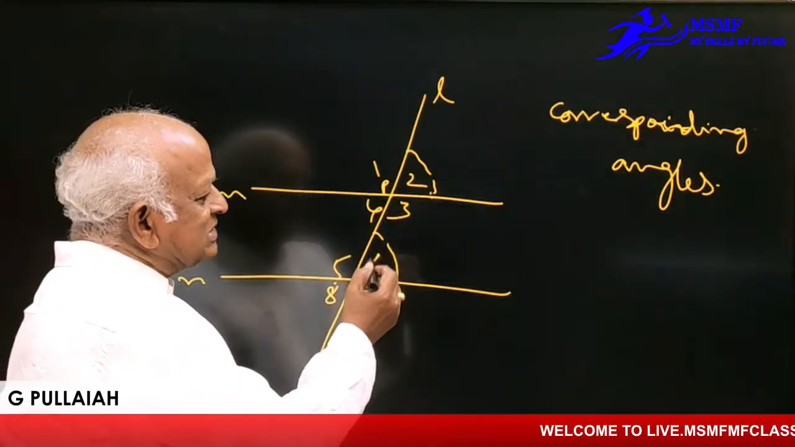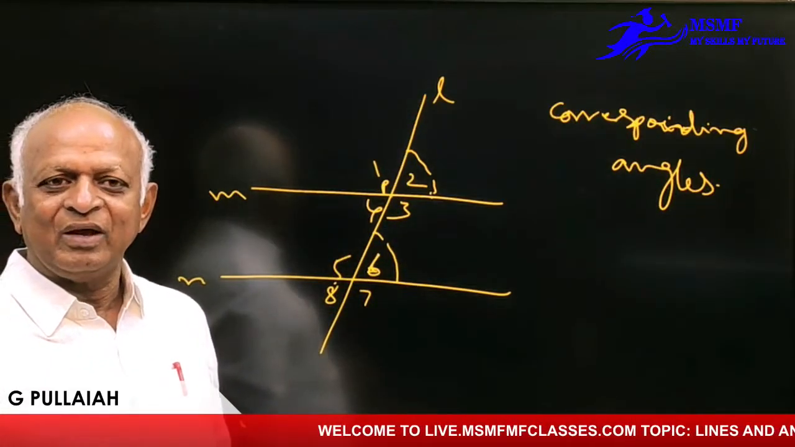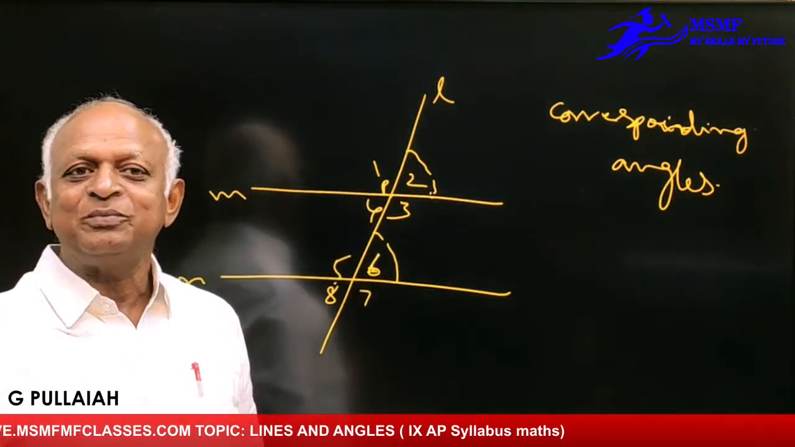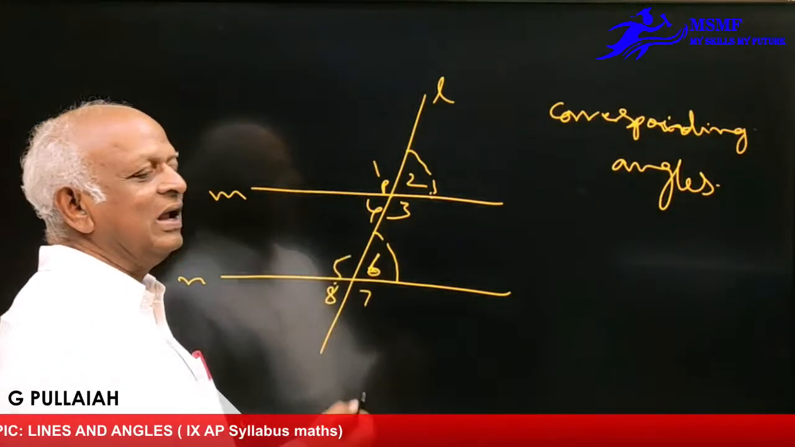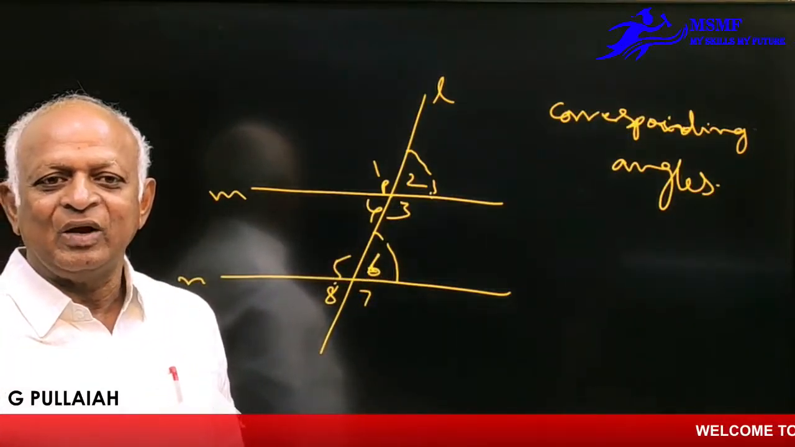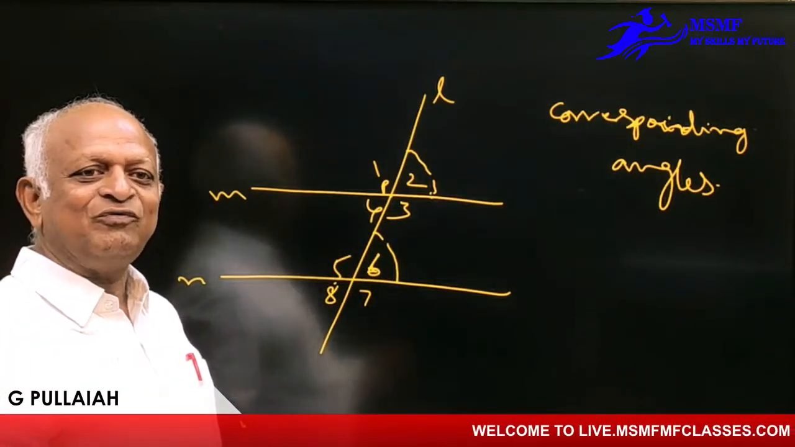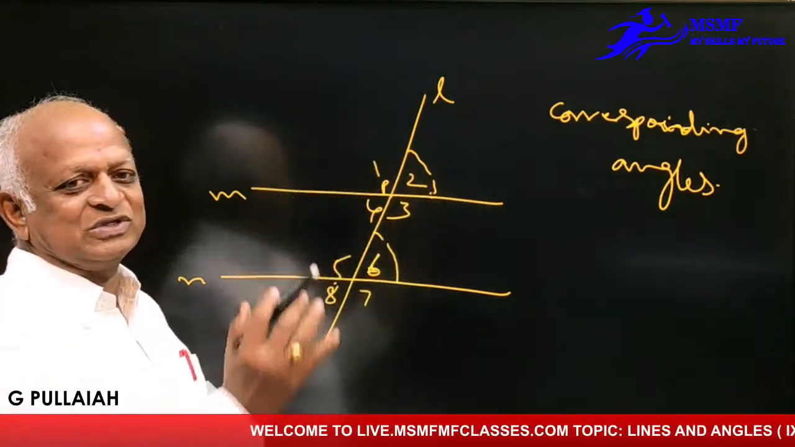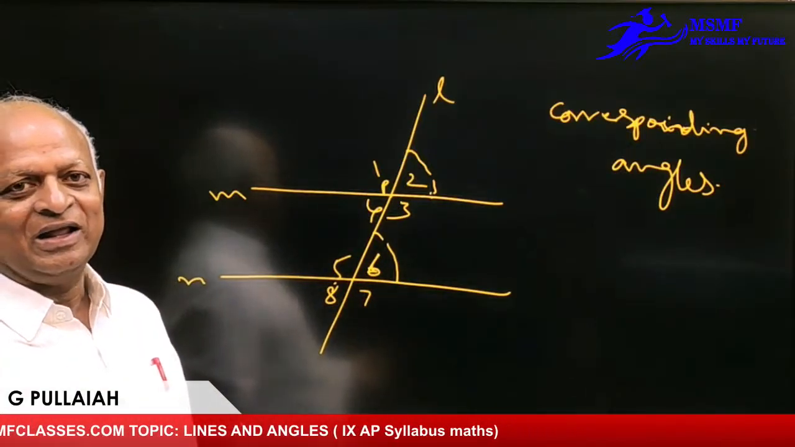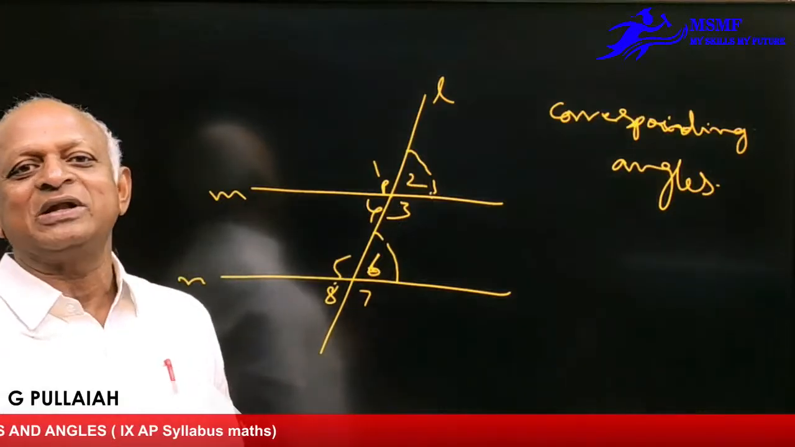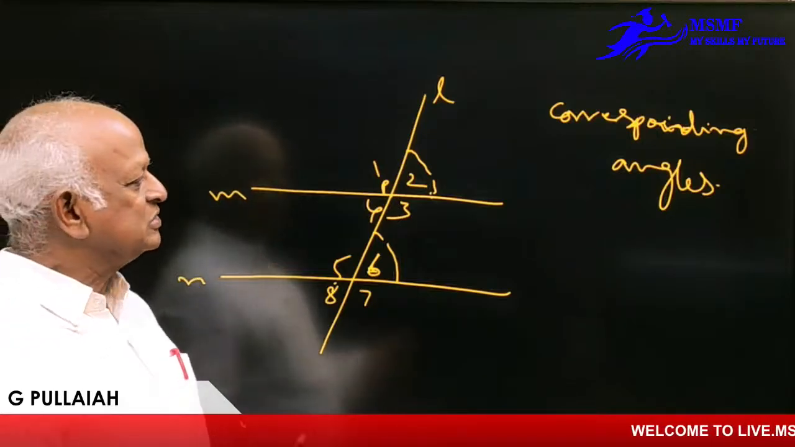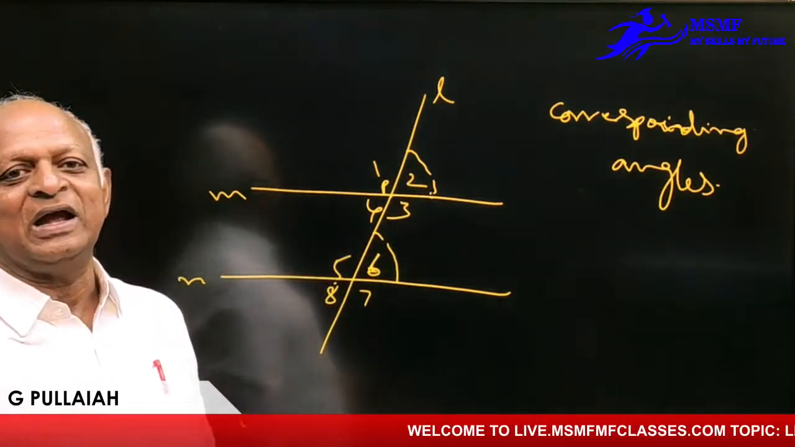So are 3 and 6 corresponding angles? No. Why not? Because both of them are interior angles. So how should it be? One should be interior, another should be exterior. Are 2 and 7 corresponding angles? No. Why? No doubt they fulfill one condition, they are on the same side of the transversal. But for the other condition, one must be exterior and the other must be interior. 2 and 7 are both exterior. So 2 and 7 are not corresponding angles. So here 2 and 6 are the corresponding angles.